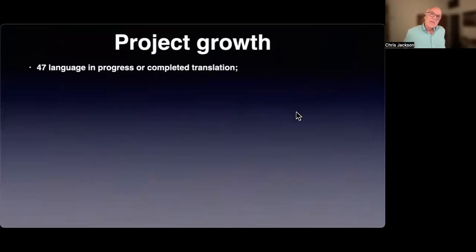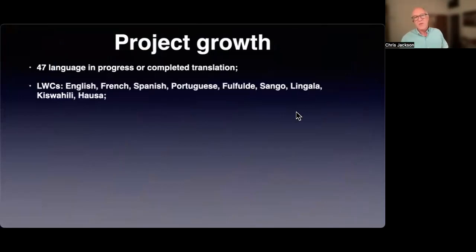Project growth: 47 languages are in progress or have completed translation. This would not have been possible without this software. This software has made this feasible. Languages of wider communication, we have English, French, Spanish, Portuguese, Fulfulde, Sango, Lingala, Kiswahili, and Hausa. They are either complete or almost complete and ready to be available for others to use as a source language to translate from.